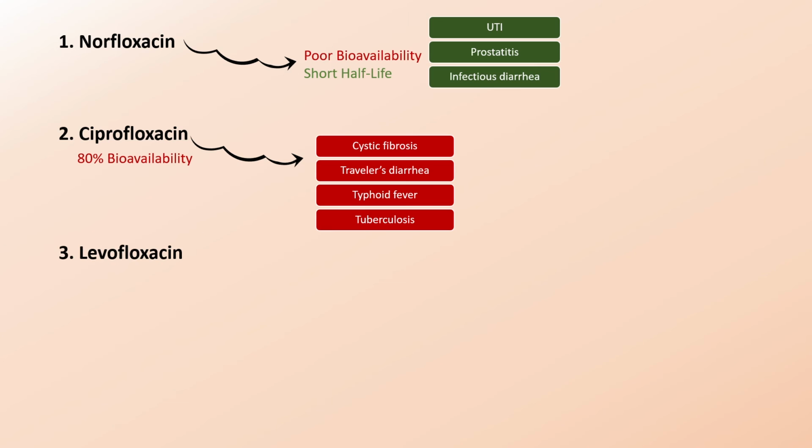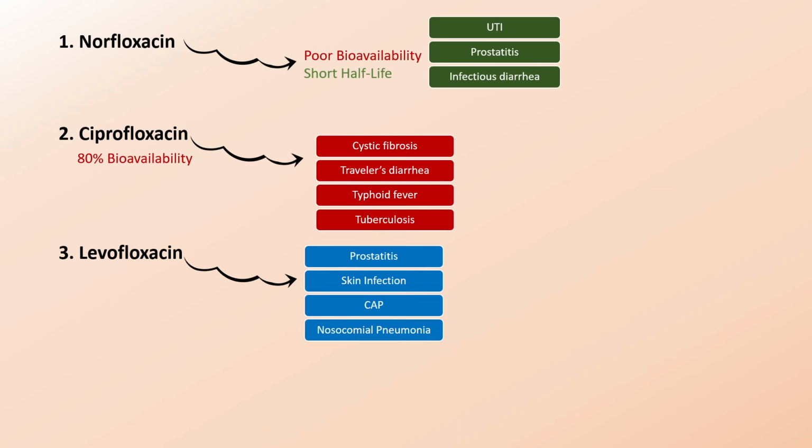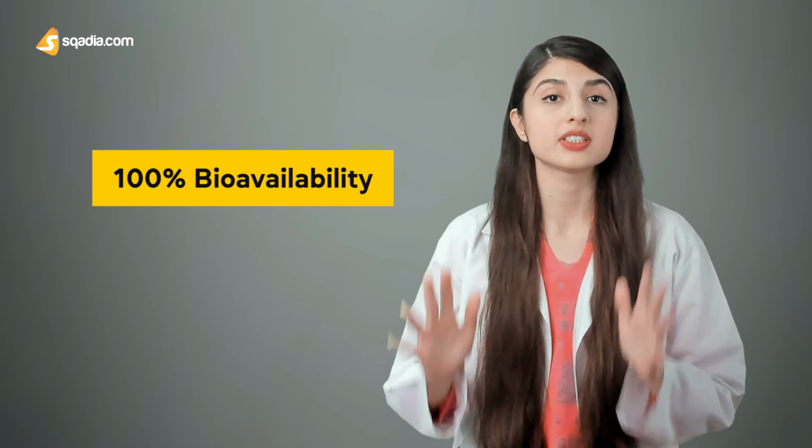patient adherence to treatment. Now, levofloxacin is the L isomer of ofloxacin, and it has largely replaced it clinically. Why is that so? Well, it is because of its broad spectrum of activity. Levofloxacin is utilized in a wide range of infections, including prostatitis, skin infections, and pneumonia. Unlike ciprofloxacin, levofloxacin has excellent activity against Streptococcus pneumonia, respiratory infections. And levofloxacin has 100% bioavailability and is dosed once daily.